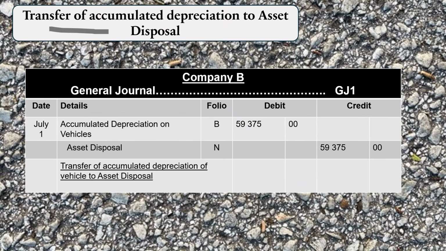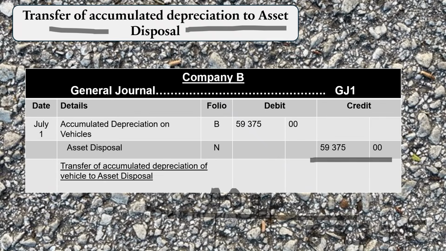Now we need to transfer the accumulated depreciation to asset disposal. And accumulated depreciation looked like this. If we went and got the balance, that's accumulated depreciation. Don't want you to get confused with asset disposal. The transfer of the accumulated depreciation to asset disposal. So on the credit side of accumulated depreciation, we had 59375.